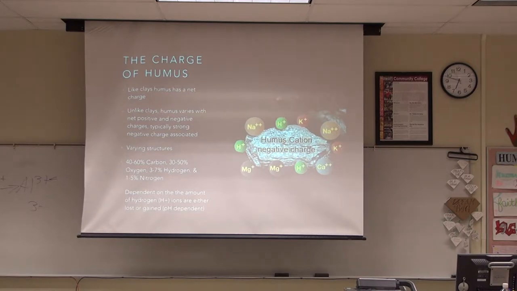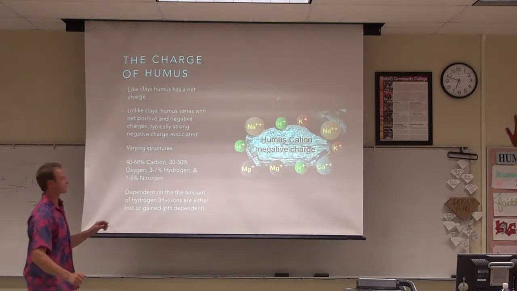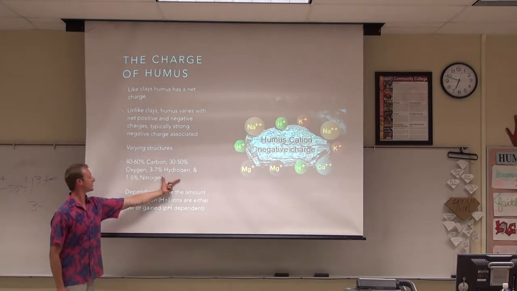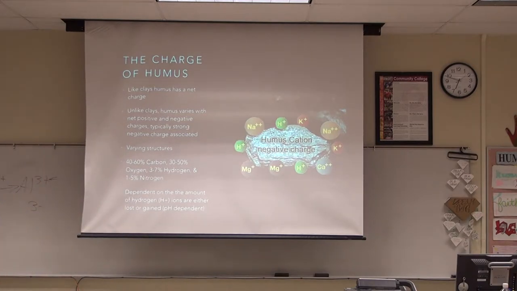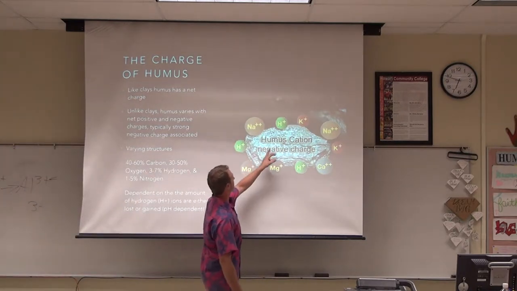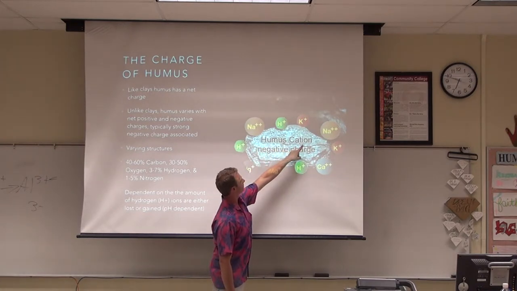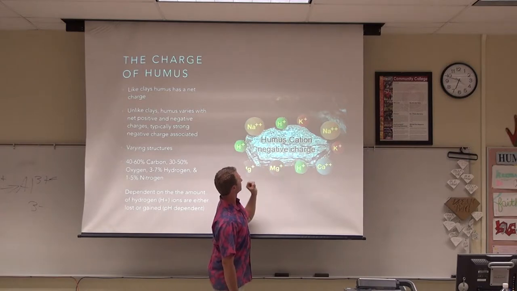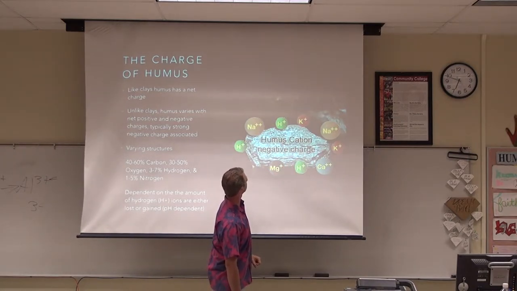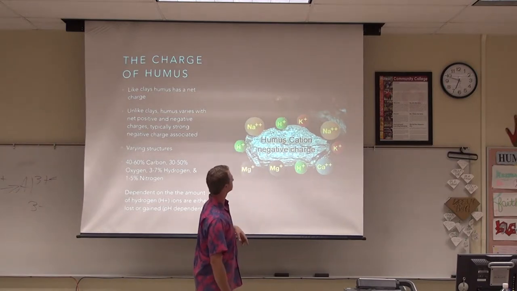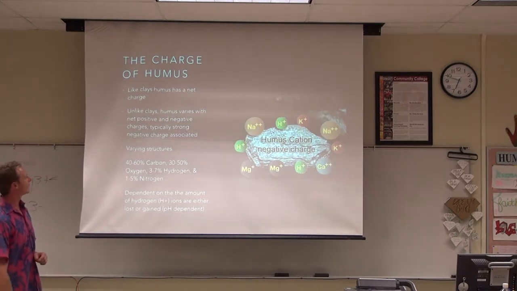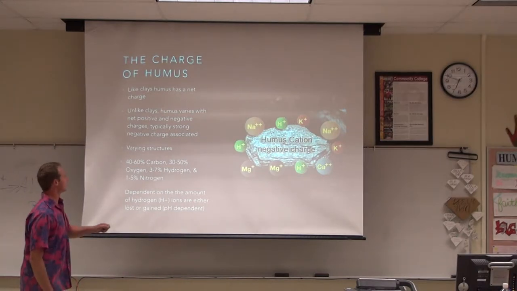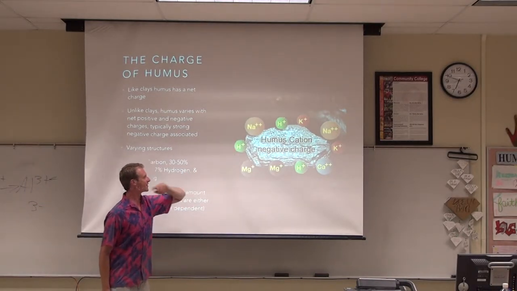Varying structures. You asked what is it made of? They said carbon, oxygen, hydrogen, and nitrogen in these different concentrations. I thought cation was positive. Cation is positively charged. Humus cation, negative charge. I don't know why it says that. That doesn't make sense, does it? It would be a humus anion. Yeah. I need to change that graphic. I didn't write that one myself. Okay. Humus anion is a negative charge.